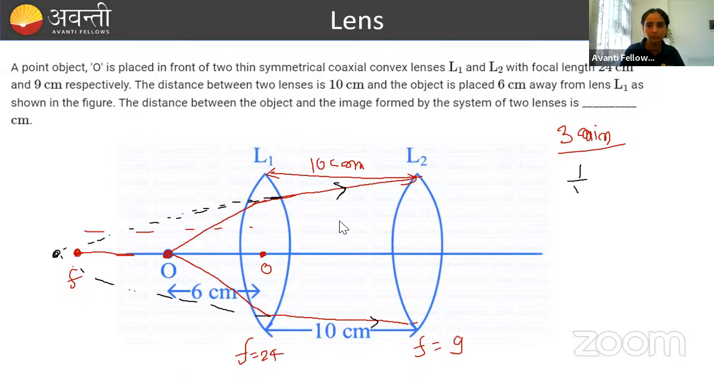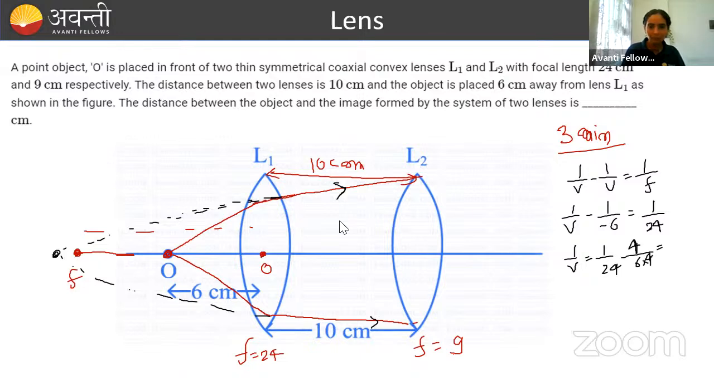Let's calculate that. 1 by v minus 1 by u equal to how much? 1 by f. 1 by v we don't know. u is how much? Minus 6 we will write. Convex lens, so focal length will be positive 24. So 1 by v is how much? 1 by 24 minus 1 by 6. 6 into 4, 24. I'm making the denominator the same. So this is minus 3 by 24. So this is minus 1 by 8.